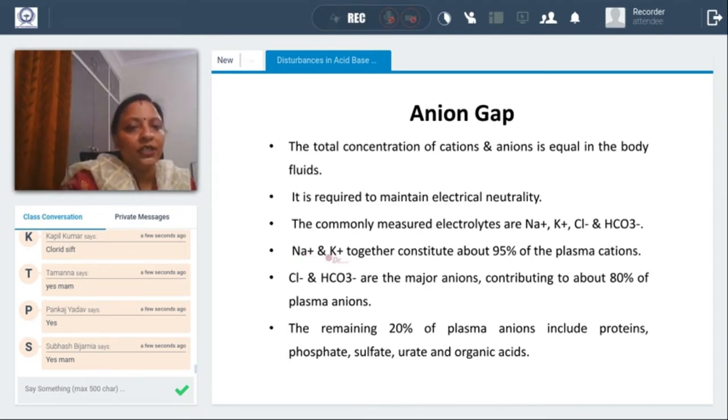So sodium and potassium ions are plasma cations, and chloride and bicarbonate ions are plasma anions, contributing to about 80% of the plasma anions. The remaining 20% of plasma anions include proteins, phosphates, sulfates, urates, and organic acids. You all know.